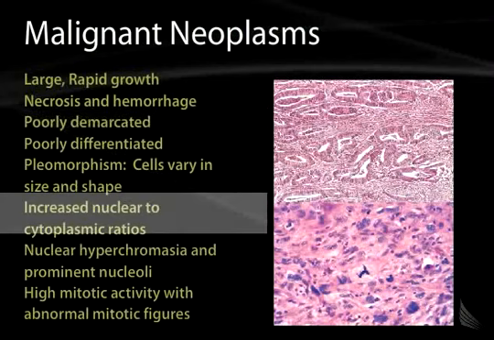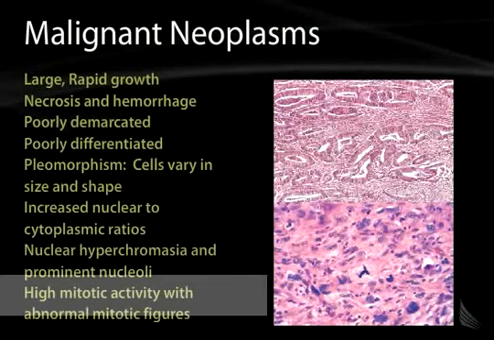You will see an increased nuclear to cytoplasmic ratio. In most cells, the nucleus generally should occupy less than a third of the cell. In malignant cells, the nuclei can often come to occupy almost the entirety of the cell, pushing a thin rim of cytoplasm to the edge of the cell. The nuclei will be hyperchromatic and have prominent nucleoli, and there will often be a high mitotic rate with abnormal mitotic figures present. Note some of these features present here in the slide to the right of this slide.